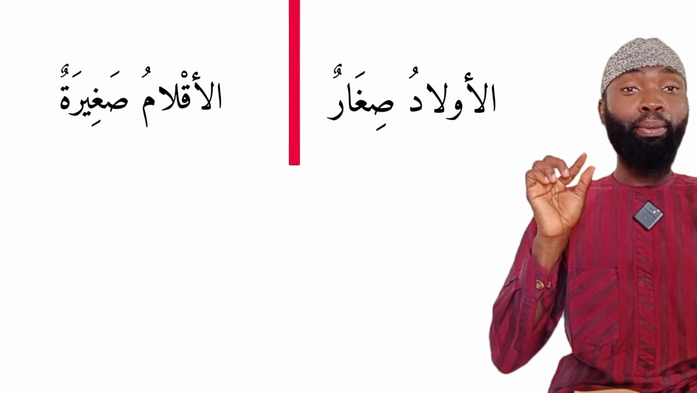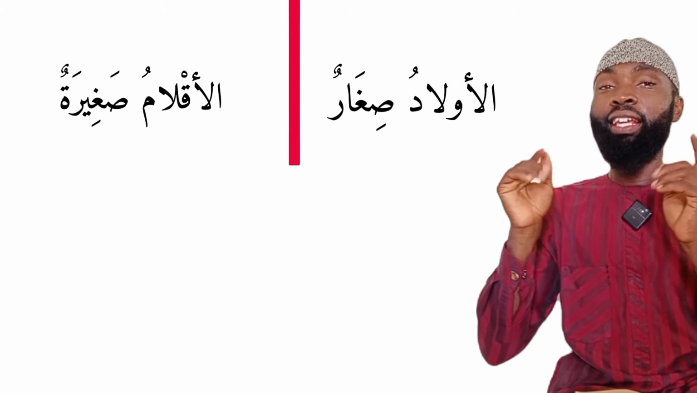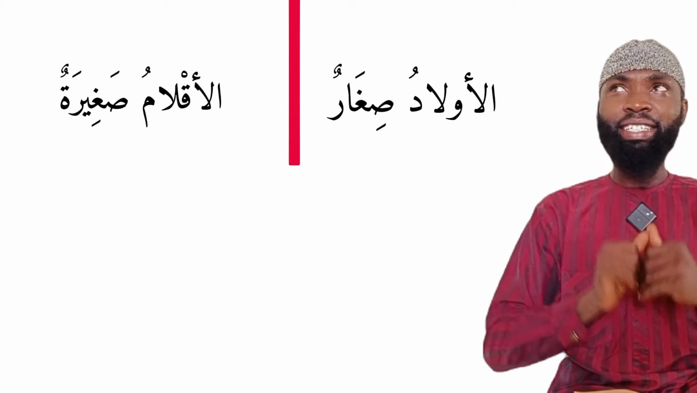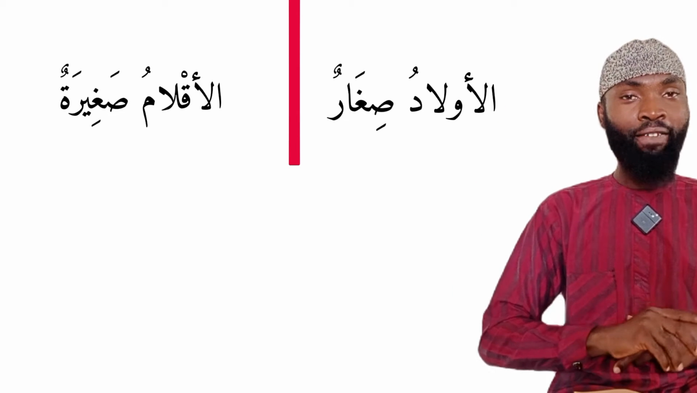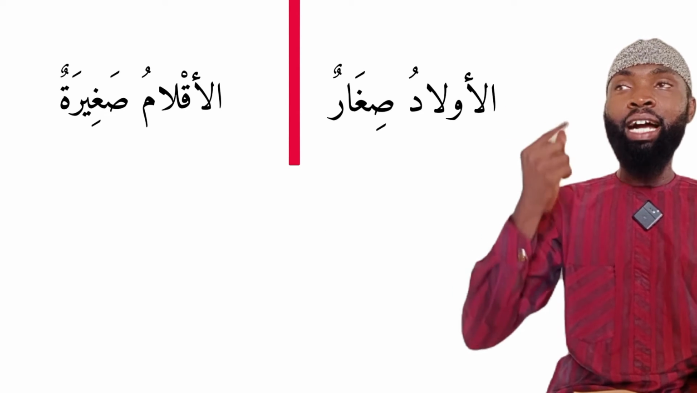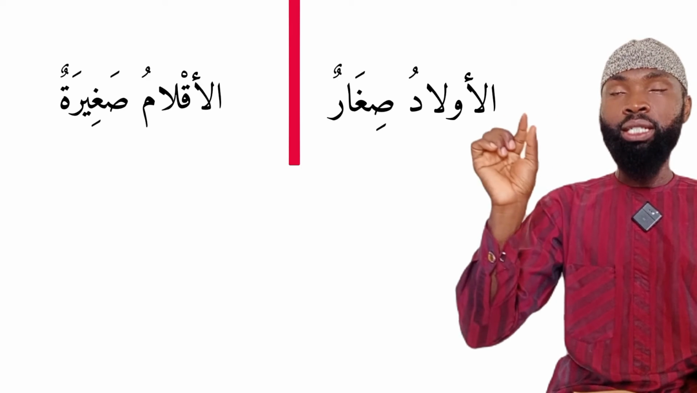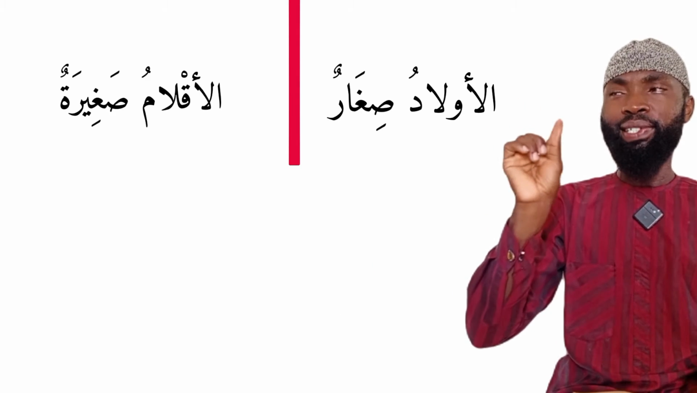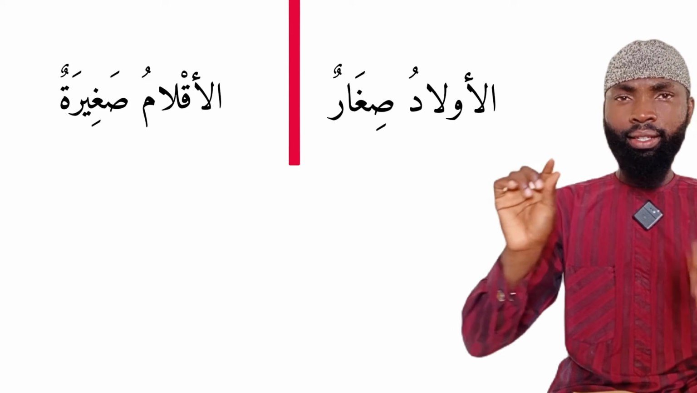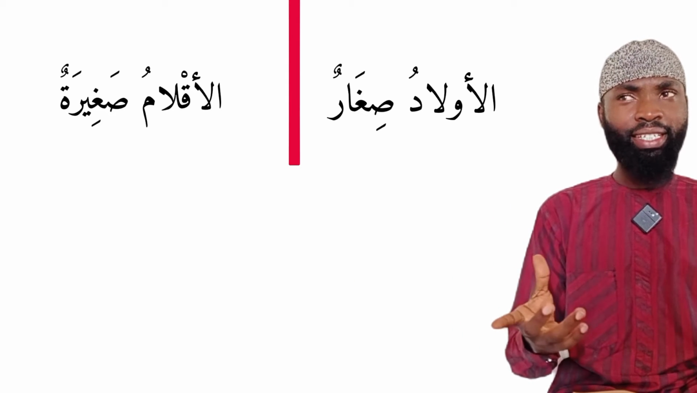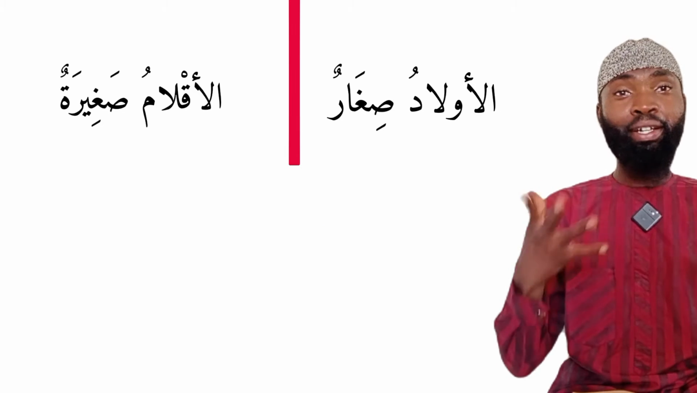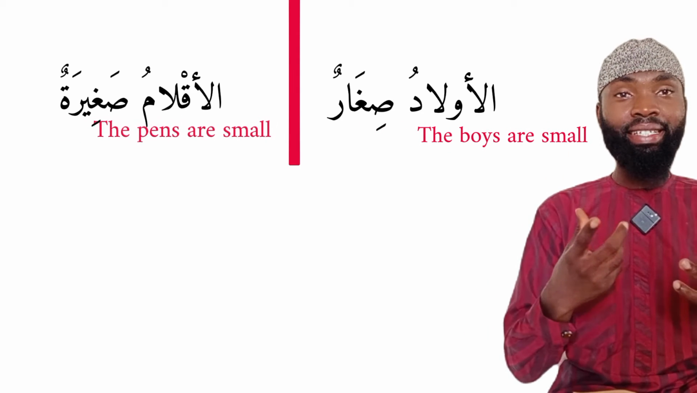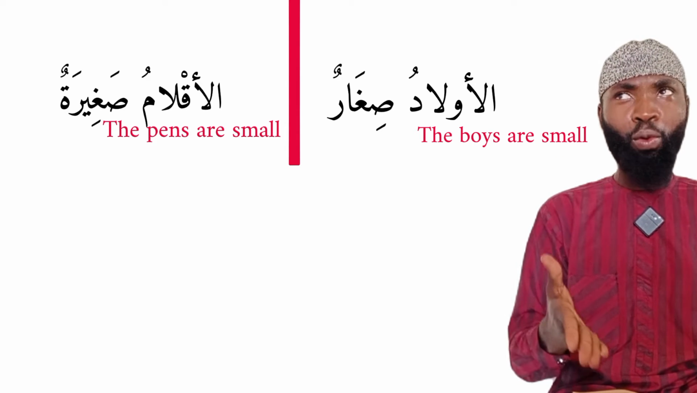When we look at the board, we are going to see something that will interest us. What is that? It is the pluralization of the rational nouns and also the irrational nouns. Let's look at the board and see. The first sentence we have here is al-awladu sigarun, and the second sentence is al-aqlamu sagiratun. What do you think is the difference between these two sentences? The first sentence says the boys are small, and the second sentence says the pens are small.